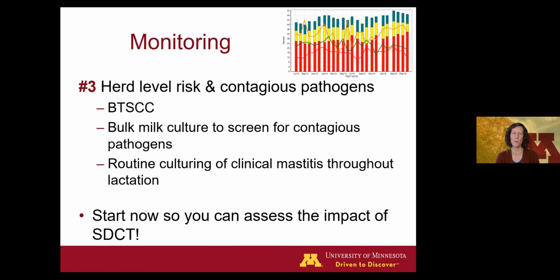And then lastly, we want to monitor our herd level risk and contagious pathogens with bulk tank somatic cell count, regular bulk tank cultures, and routine culturing of clinical mastitis throughout lactation. And I would say, again, these are 3 areas that we want to start monitoring now and continue monitoring as we implement selective dry cow therapy. So we have a baseline and we know if our selective dry cow therapy made things better, made things worse, or we're just cruising along with no change, right?